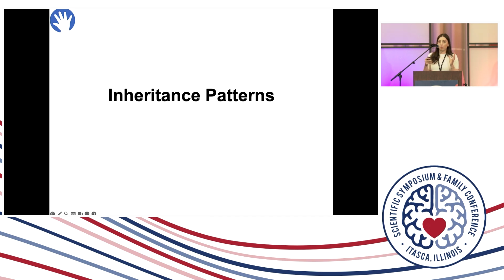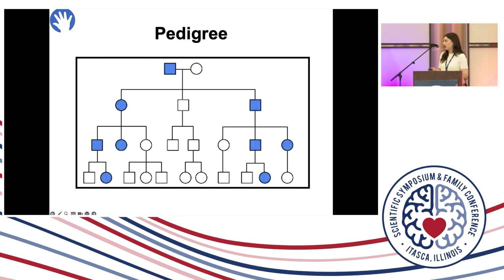So now that we've kind of oriented a little bit to genes and our chromosomes, we can dive into talking a little bit about our inheritance patterns of genetic conditions. If you have ever visited a genetic counselor or anyone that works in genetics, you will know that we love to take pedigrees, which is a visual representation of your family tree.